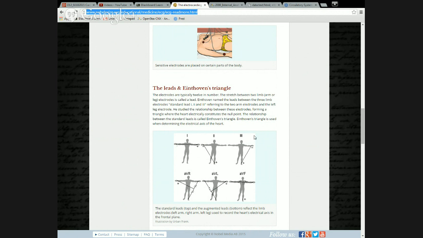So there are the 3 standard leads we see here. If we compare all 3 of those locations together in different combinations, we get these 3 leads, which have different names. They're called augmented leads.